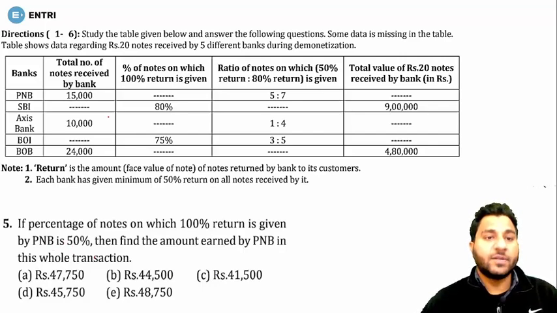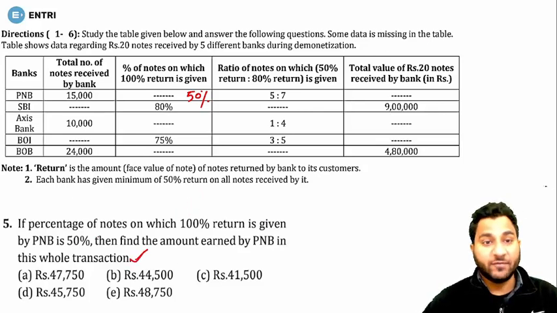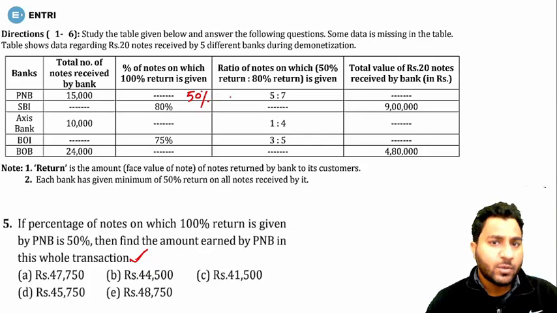PNB is 50%. Look at this. If it is given as 50%, then find the amount earned by PNB in the whole transaction. Look, it will be a calculative one. How? Why would I say that?